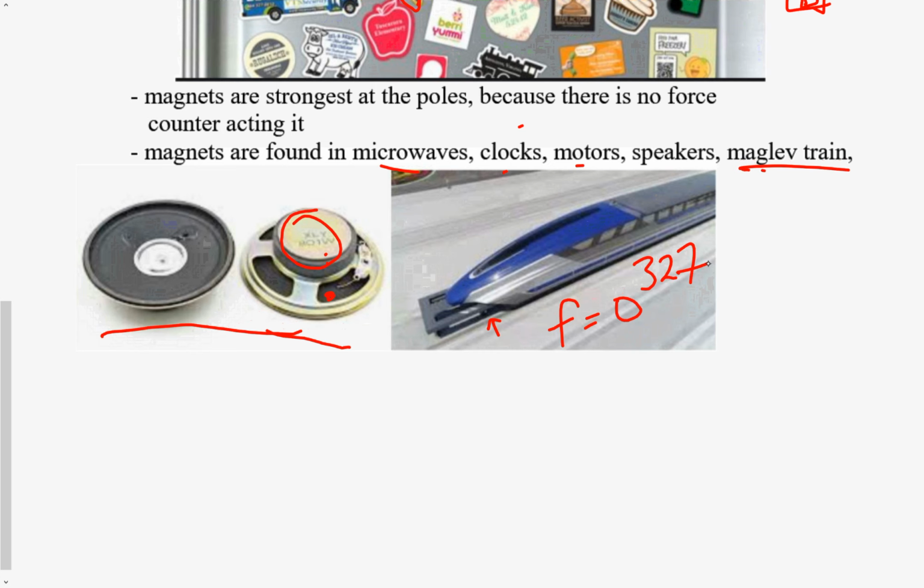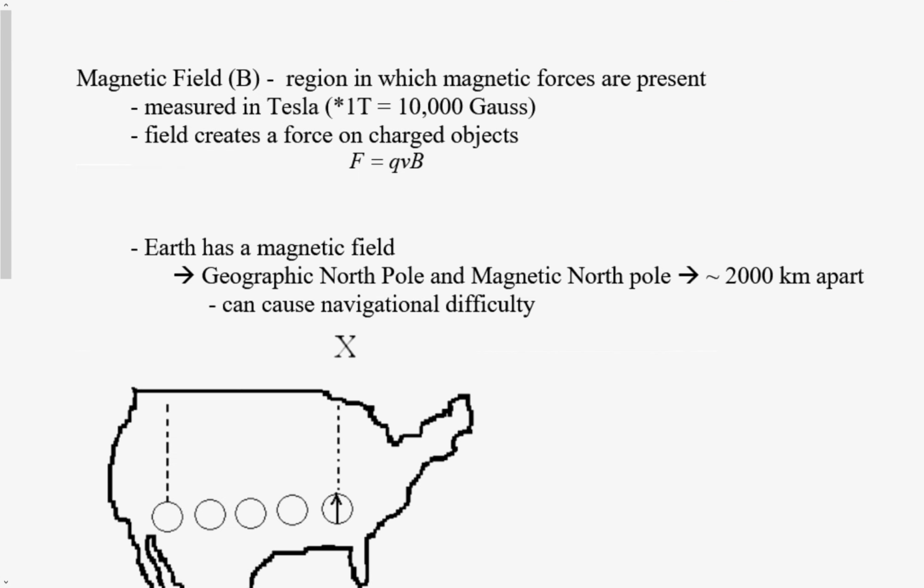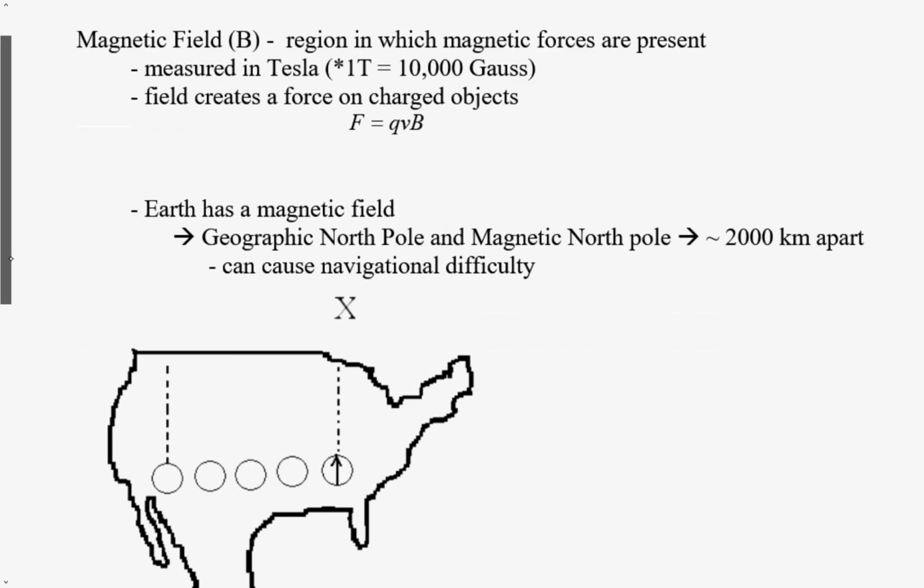That could be kilometers per hour. Hey, good, bonus question: go look up how fast a maglev train can travel. That'd be pretty interesting to look at. But these are all uses of magnets.